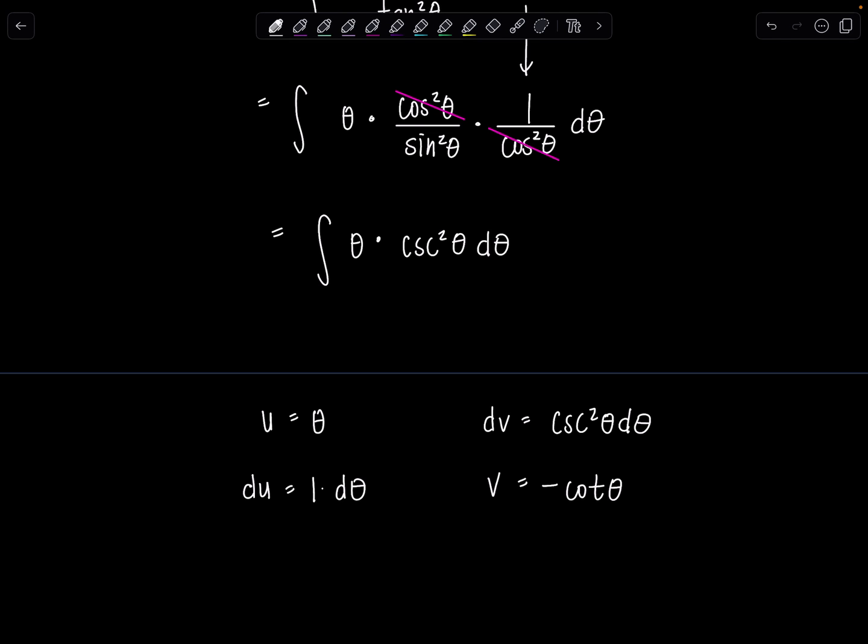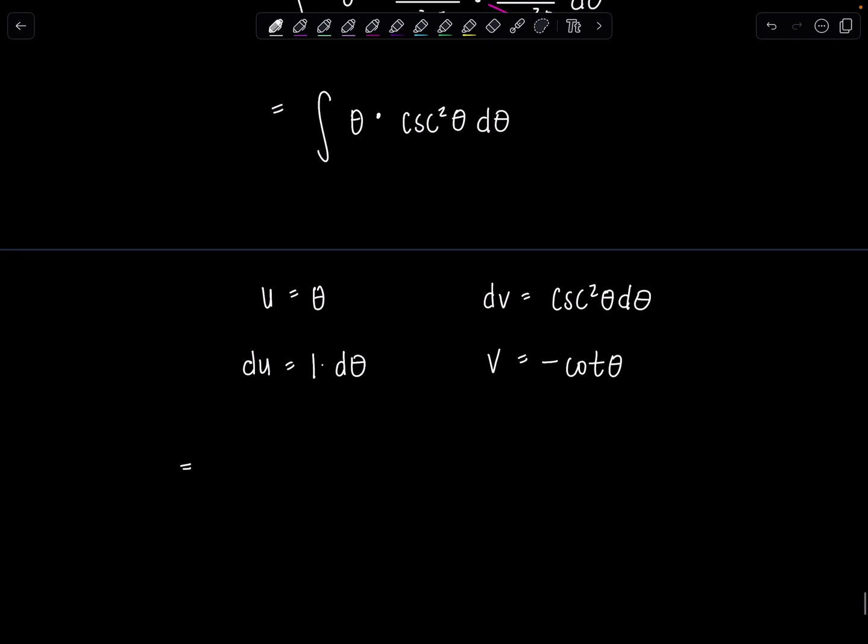Okay, very good. So then now we can rewrite this as u times v. So that's negative theta cotangent theta minus integral v du. Again, there's an extra minus sign, so let's switch this to a plus. Cotangent theta d theta. Good?